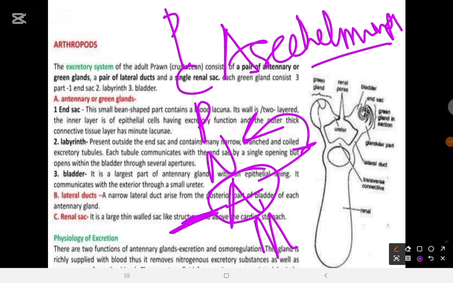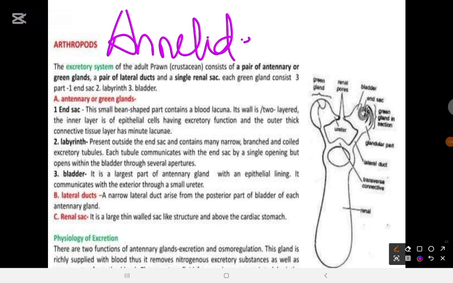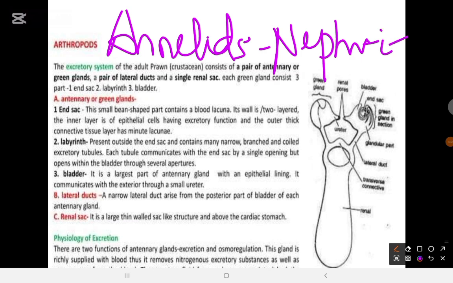Annelids actually have a more developed excretory system than the nematodes. Okay, so they have an excretory organ, and it's called the nephridium. The annelids have an excretory system called the nephridium. Annelids use nephridium, and the plural is nephridia, of course.